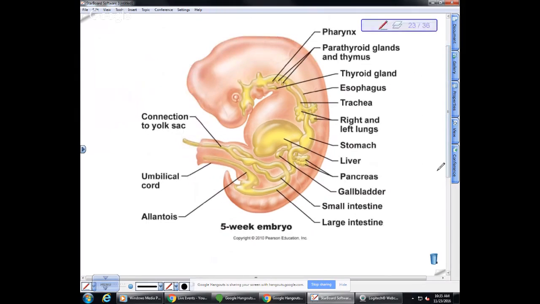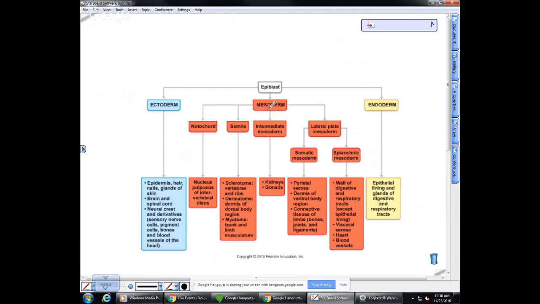So this is just a diagram showing all the endoderm in an embryo. So you can see even at 5 weeks, we have the development of the liver and the pancreas, which are glands, right? The gallbladder is also part of this, right? You have the development of the right and the left lungs, right? The development of the pharynx, the upper respiratory tract, okay? So that would be cell differentiation.